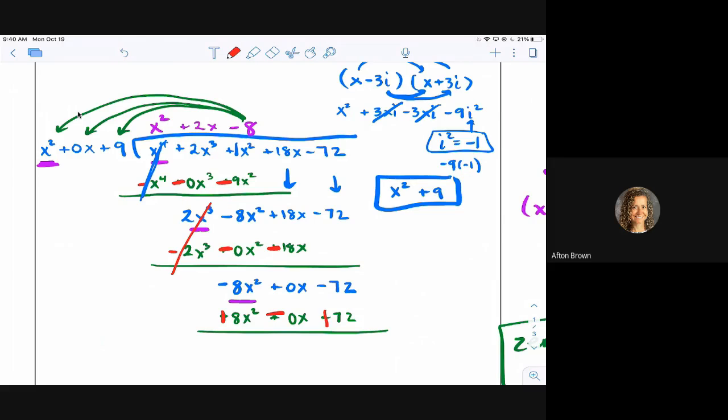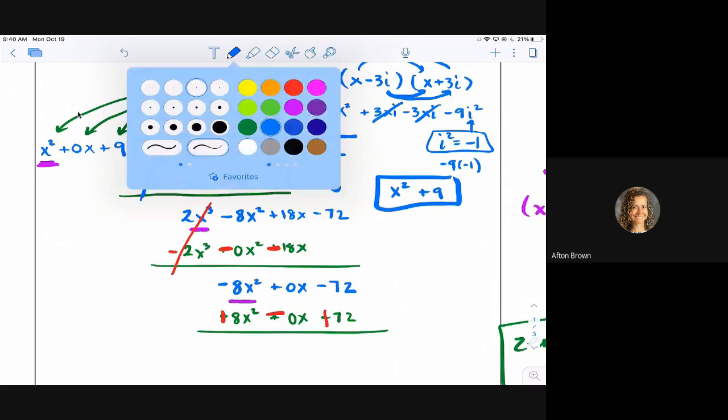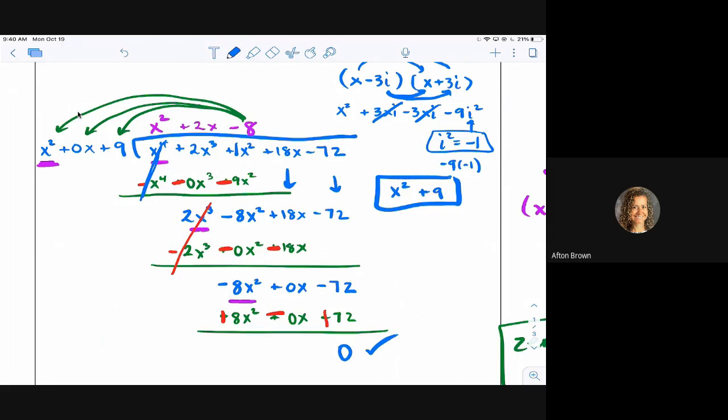Woo-hoo! You know, if you did this on your own, and I have done these for years, and I still celebrate when I get a 0, because that means we did the problem right. I've screwed these up enough times that it is frustrating if you don't get a 0. When you do, we're happy.